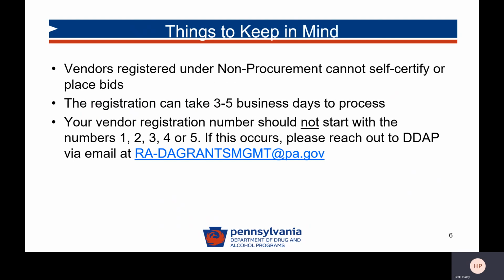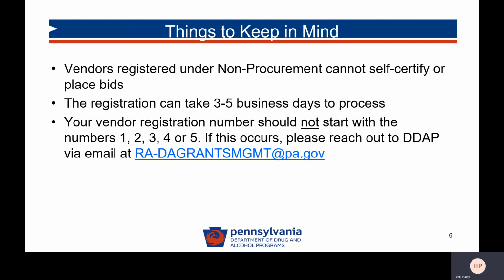Some things to keep in mind is that vendors that are registered under non-procurement cannot self-certify or place bids. You still will have to register under non-procurement, but this is just something to keep in mind, but it does not have anything to do with the loan repayment program. Registration can take 3 to 5 business days. It may take a little longer. Do not get too worried if it's taking a while, just because there are a lot of people that will be applying for a vendor number.